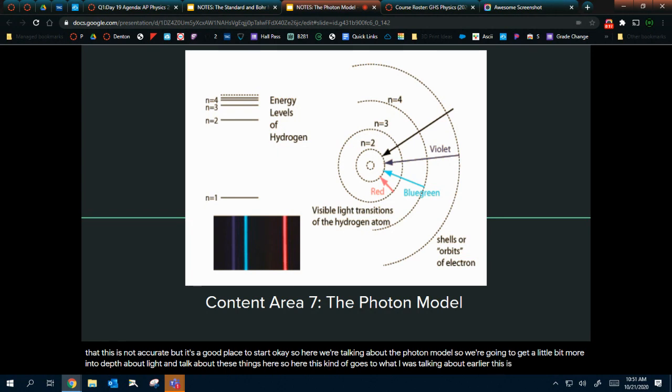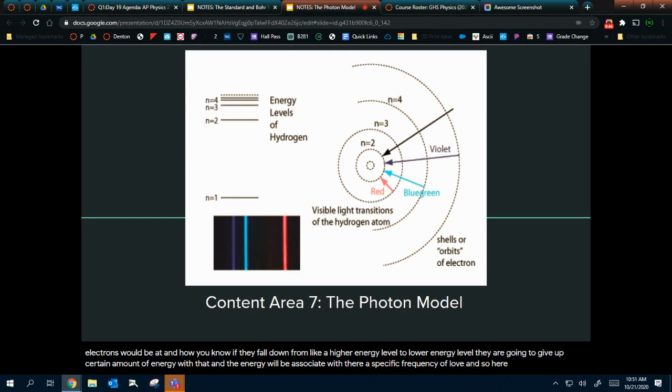This is our Bohr model, which again we know is wrong, but we're going to take that with a grain of salt. Here you can see the different energy levels that electrons would be at, and if they fall down from a higher energy level to a lower energy level, they are going to give off a certain amount of energy, and that energy will be associated with a very specific frequency of light. Okay?